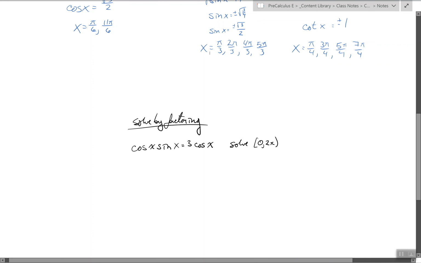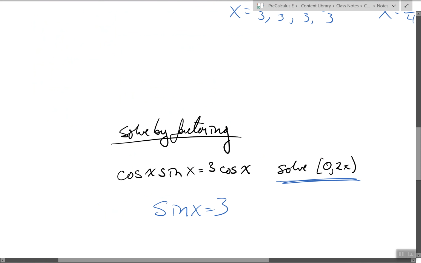Cosine does equal 0 twice on this interval from 0 to 2 pi. So if we divide by cosine, we can divide by 0, which is not allowed. So that's the first and foremost reason why we don't want to do that. Second is, let's say we did and we reduce those out, we would have sine x is equal to 3. Sine x is never equal to 3. 3 is not a unit circle value. There is no 3 hanging out by itself anywhere on the unit circle. So that doesn't work. That's not a solution.